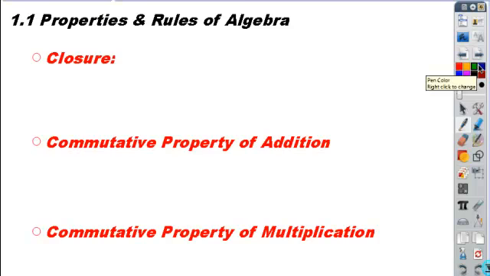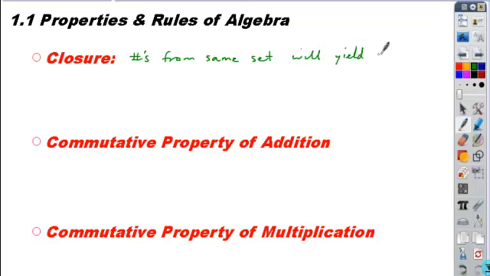But the first one, the property of closure, means the following. If you have numbers from the same set or subset, and they yield values that still remain in that subset, the property of closure is applied. Okay, so what this means is closure is true for real numbers.